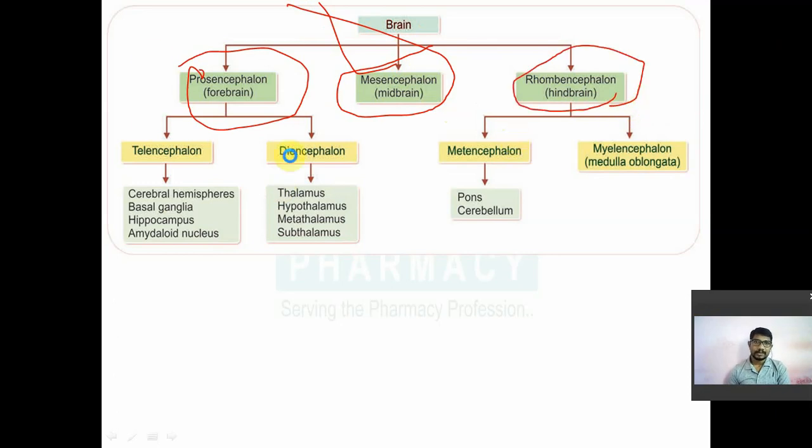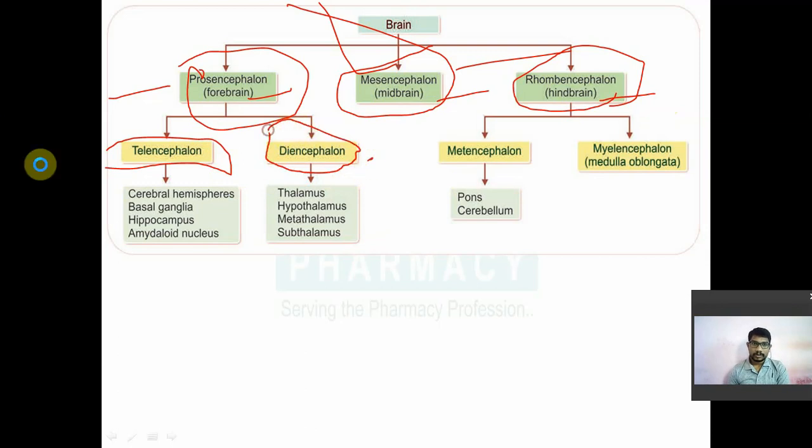So the brain is divided into different anatomical structures. The first anatomical structure is the prosencephalon, which is also known as the forebrain. The second one is the mesencephalon, which is also known as the midbrain. The third anatomical structure in the brain is the rhombencephalon, also known as the hindbrain. The prosencephalon is further divided into two types. The first one is the telencephalon and the second one is the diencephalon.